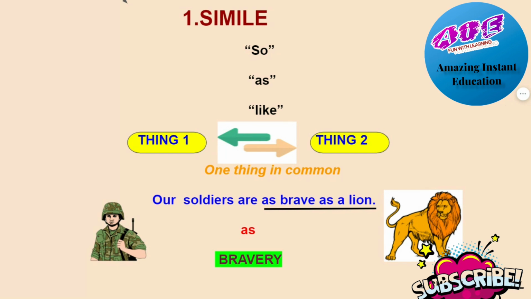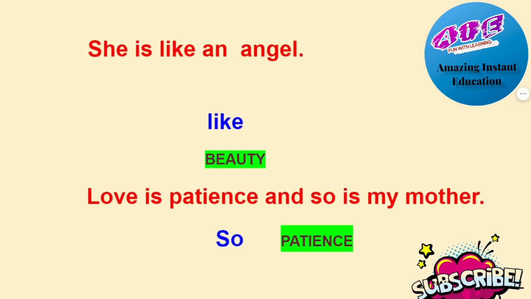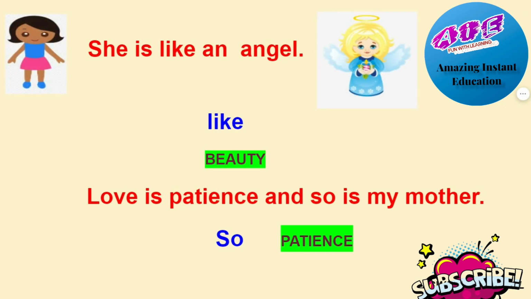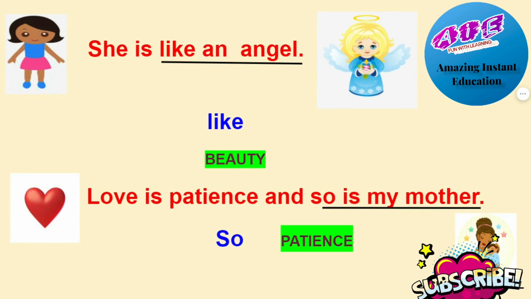Let's look into another example. She is like an angel. Here, a girl is compared to an angel using the word like. And the common thing between them is the beauty. So here, like an angel is a simile. Okay, another example. See, love is patience and so is my mother. Here, love is compared with my mother using the word so. And the common thing between them is patience. So here, so is my mother is a simile. So these are some examples for simile.